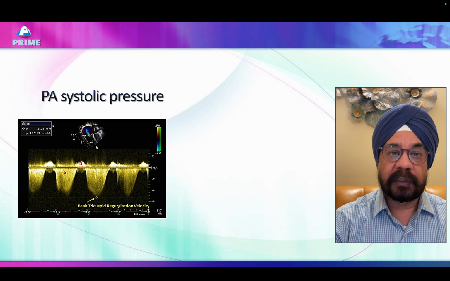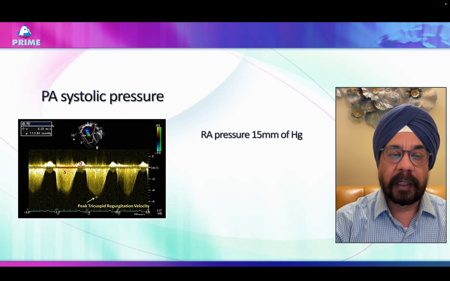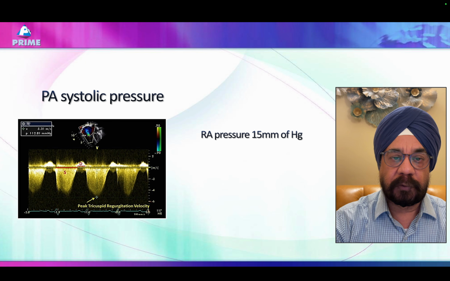Let's take a couple of examples of calculating the PA pressure. That's a patient with about moderate pulmonary regurgitation, and you see tricuspid regurgitation. You see, this is the TR jet envelope, and RA pressure was 15 based on IVC dilated and non-collapsing. I would show you that in subsequent slides.